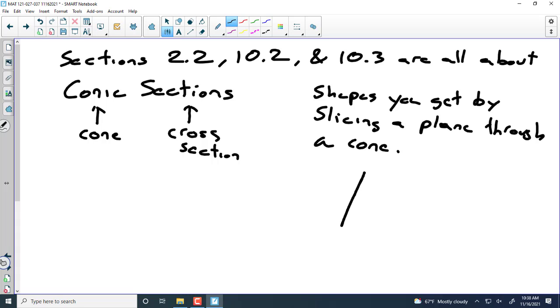We take a cone, something that looks like this, and we slice a plane across it. We slice a plane across it like that, and we look at the shape we get after we do that. And so there are several types of conic sections.